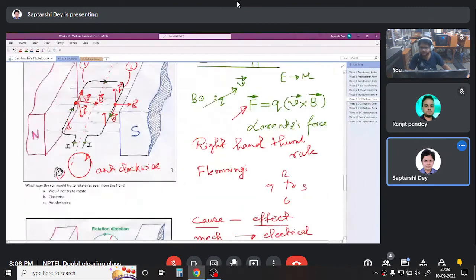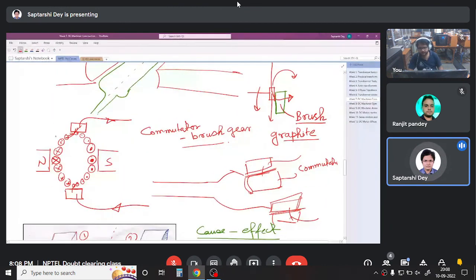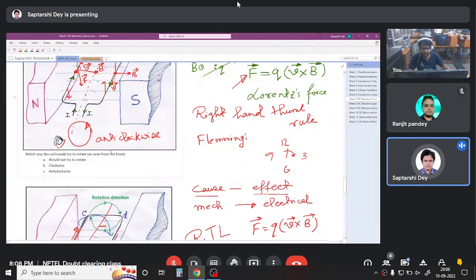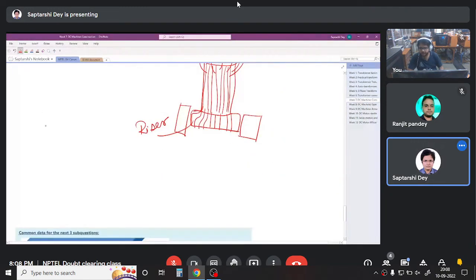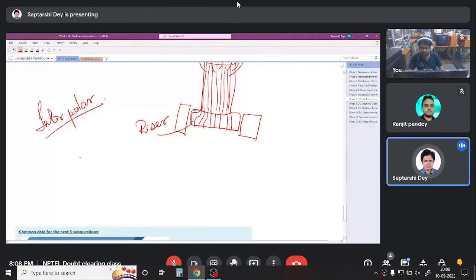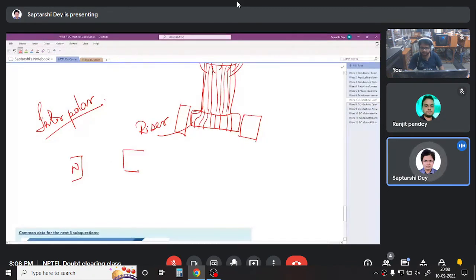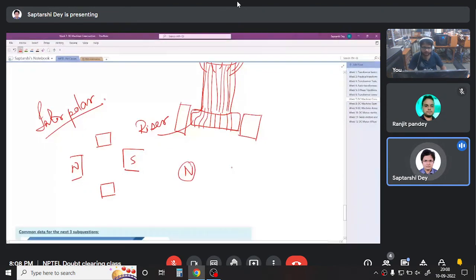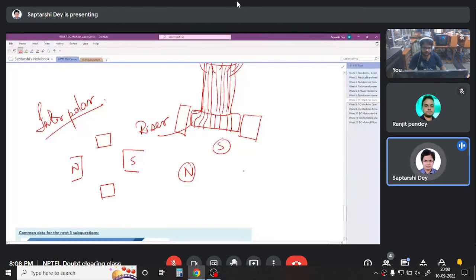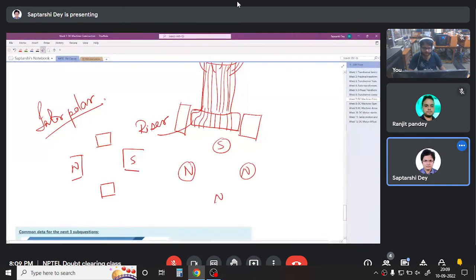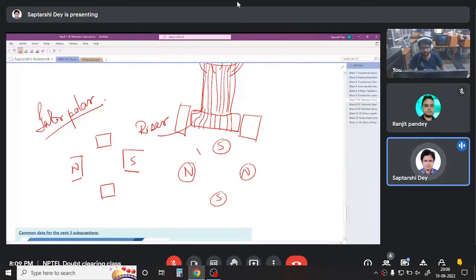So you see where I placed the brushes. I placed the brushes between the poles. So brushes are always placed in the interpolar region. If you have a two-pole machine, you have two brushes. If you have a four-pole machine, north, south, north, south, you have one brush here, one brush here, one brush here, one brush here.